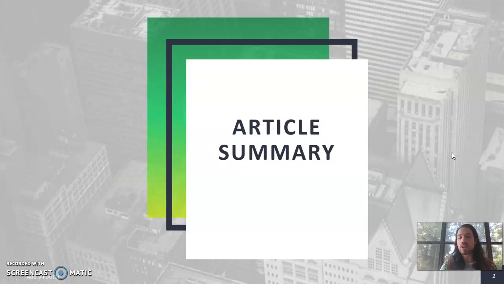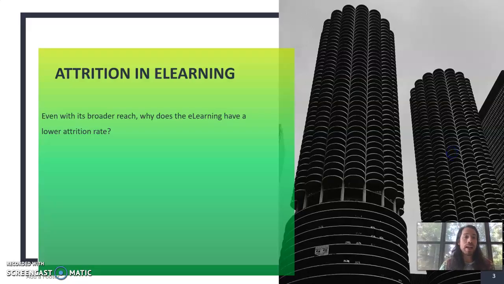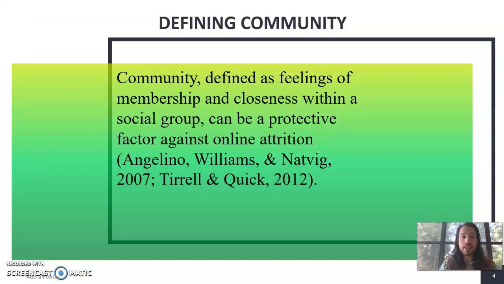So we're going to start with an article summary. The first thing she brings up is attrition in e-learning. She notes that even though e-learning is broadening the realm of education for a lot of people, she wants to know why the attrition rate is higher in the virtual learning space. And she wanted to focus on techniques that professors were using.